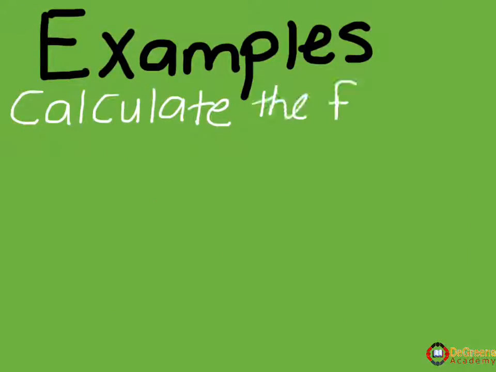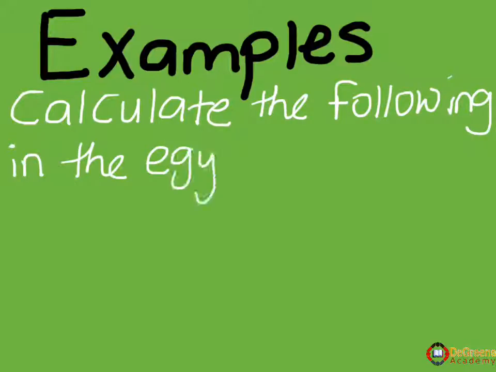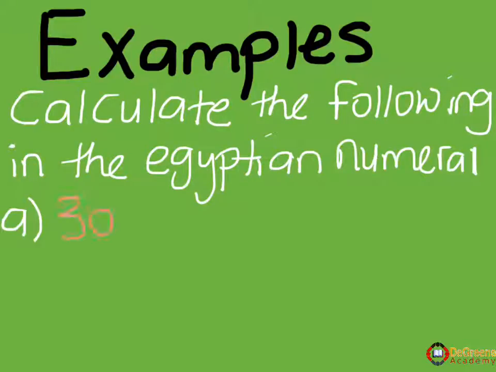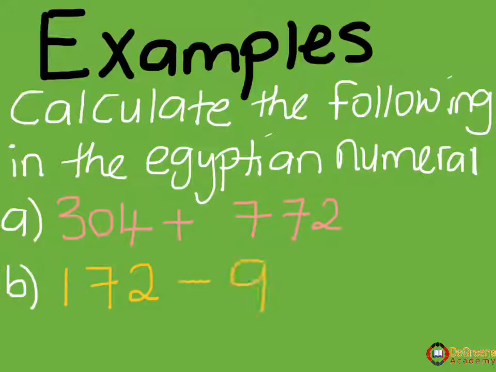Examples: calculate the following in the Egyptian numeral: A. 304 plus 772. B. 172 minus 94. The first thing we have to do is to add the numerals. Then we convert our answer to the Egyptian numerals.